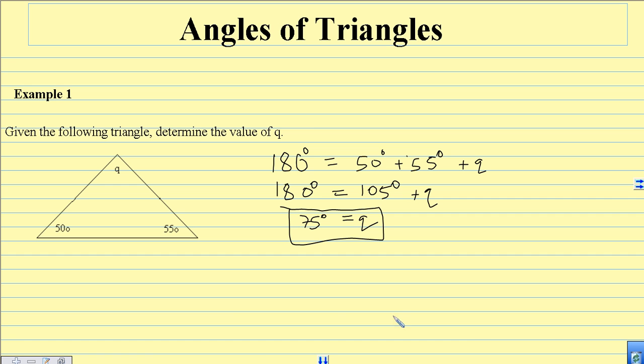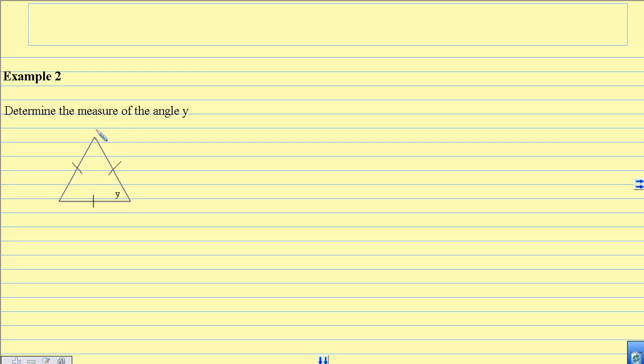Let's do one more example here. I'm going to move on to another one. In example 2 here, it says determine the measure of the angle y. Now, looking at this, these symbols here mean that all these sides are the same. So this is an equilateral triangle.